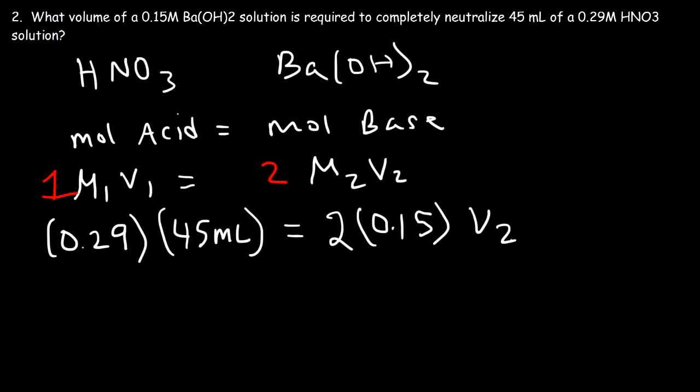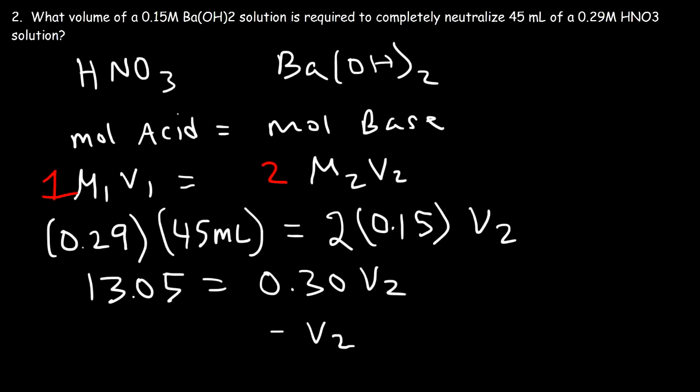So now we just got to do some math. 0.29 times 45 is 13.05. 2 times 0.15 is 0.30. So to find V2, all we need to do is take 13.05 and divide it by 0.3. So V2 is 43.5 milliliters. So that's the answer to the problem, which I'm going to rewrite here for reference. Now let's see if we can get the same answer using stoichiometry. Feel free to attempt it if you want to.